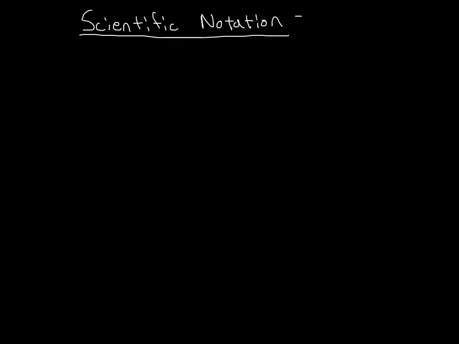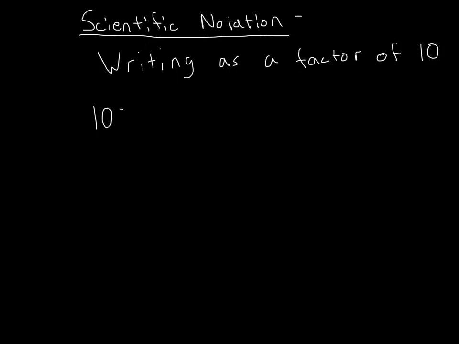Scientific notation is basically just writing a number as a factor of 10. So I have the number 100, and I want to put that in scientific notation, so I want to write that as a factor of 10. 100 equals 1 times 10 to the 2, which is 1 times 100. So I'm breaking numbers down so that I have a simplified way to express something.